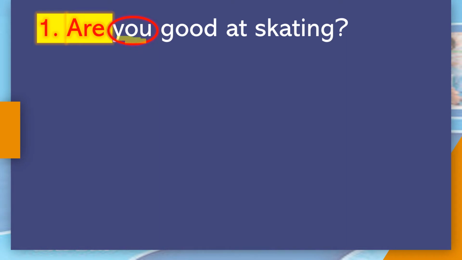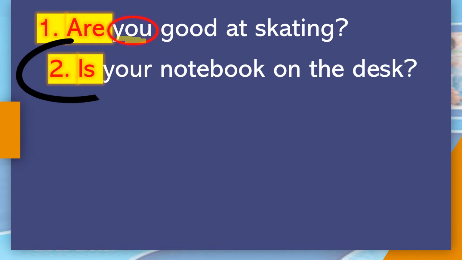Because you can be one or you can be many people. That's why we put "are" in the first for the verb to be. The second one, is your notebook? We use "is" because there's only one notebook. Is, he is, she is, it is. So in here, the notebook is it. It is. So that's why we use "is".